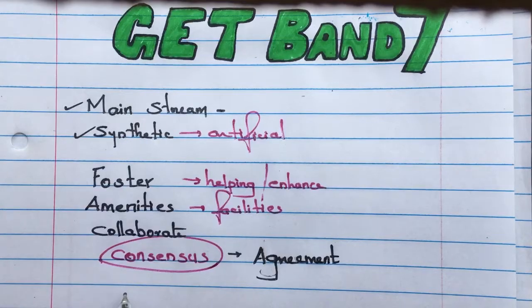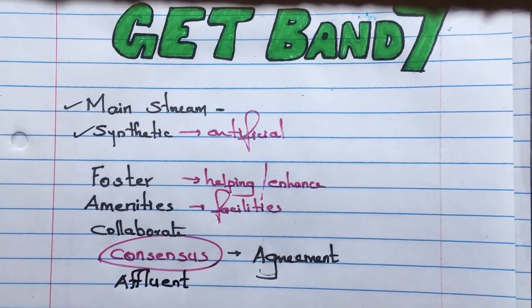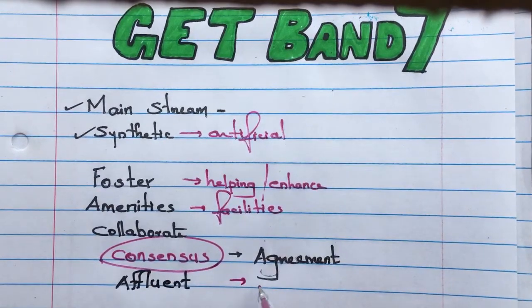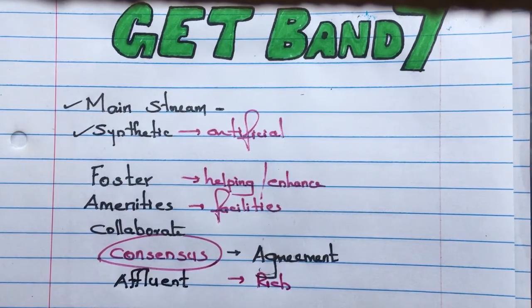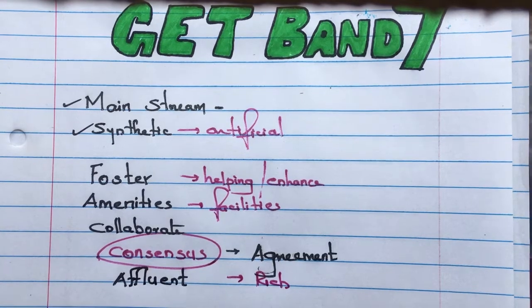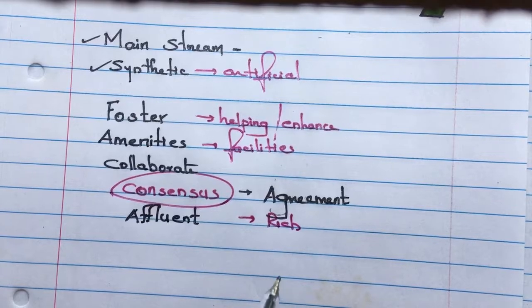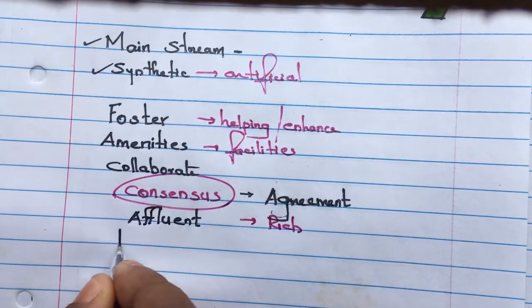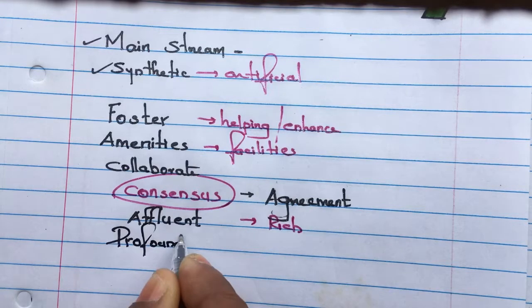And next it is affluent. Affluent means rich. Instead of rich you could use the word affluent. This is very good vocabulary you could use, and you are really going to score a better band for this, okay? And then another word is my favorite, that is profound.